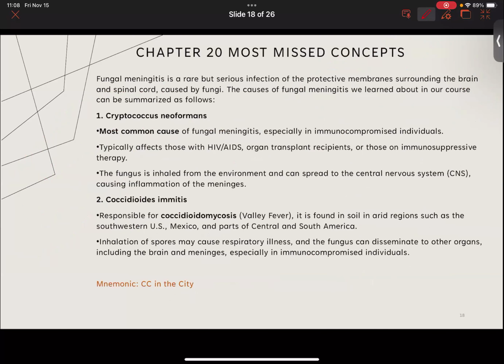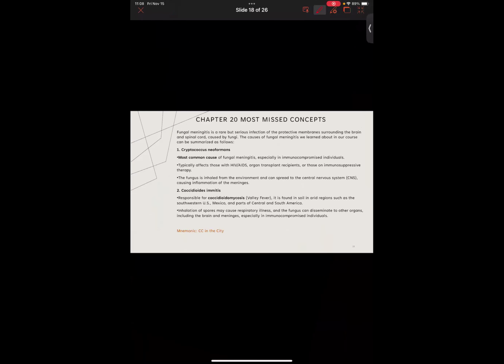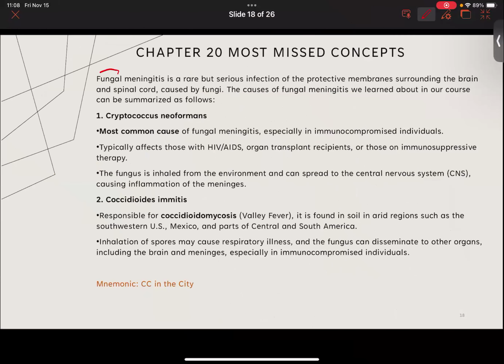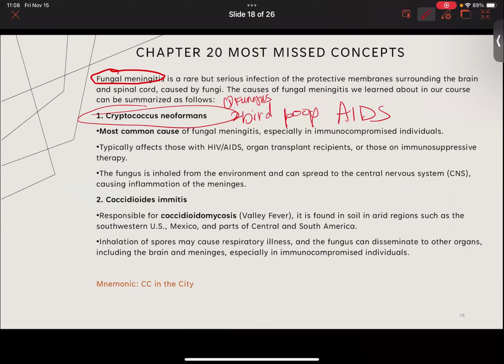All right, next we're moving on to fungal meningitis. This can be caused by two different types of fungi. Cryptococcus neoformans, which is bird poop. You guys see me writing this stuff. I'm just like, that's bird poop and AIDS. That is how your brain should be working. If you hear Cryptococcus neoformans, you need to be thinking, number one, fungus. Number two, bird poop. Number three, AIDS. And maybe number four, these are more chronic meningitis.